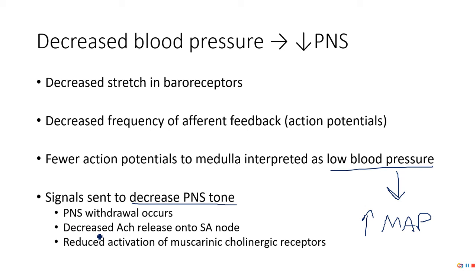As a result, we release less acetylcholine at the SA node, so we're not activating those muscarinic cholinergic receptors. What does this do? This leads to an increase in heart rate. Remember, parasympathetic activity reduces heart rate, but if I'm reducing parasympathetic tone, I'm going to have a higher heart rate.